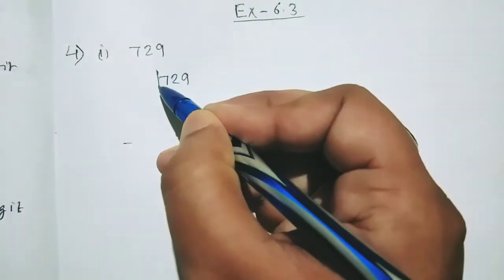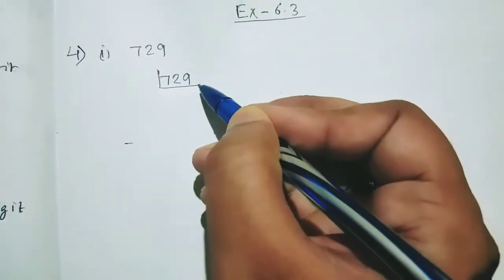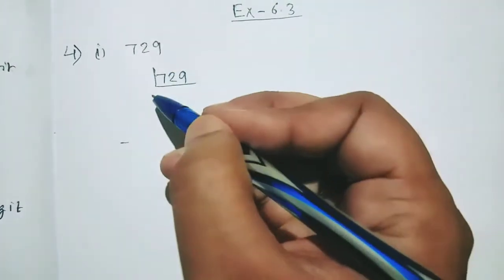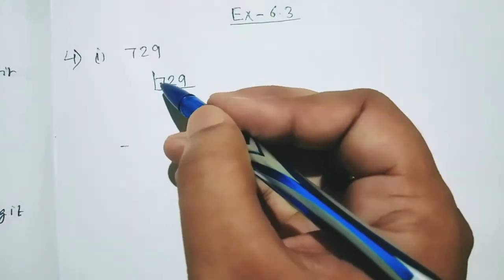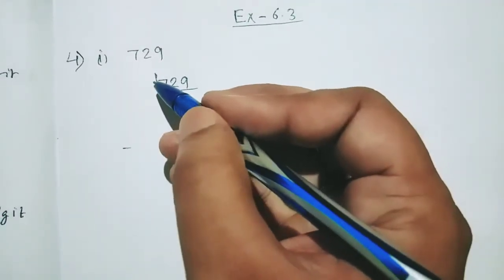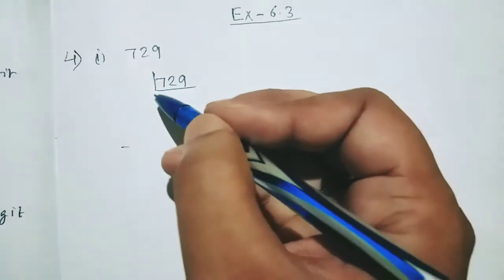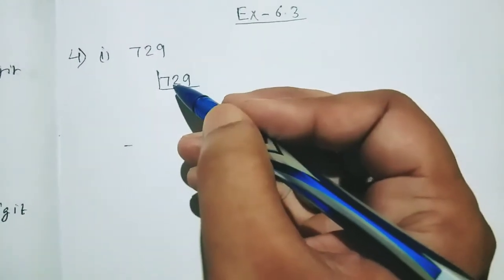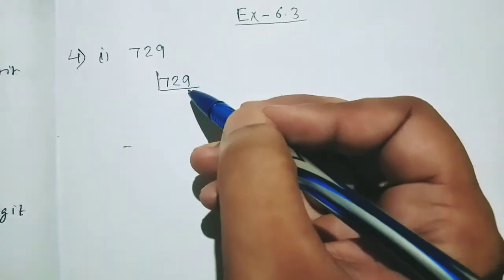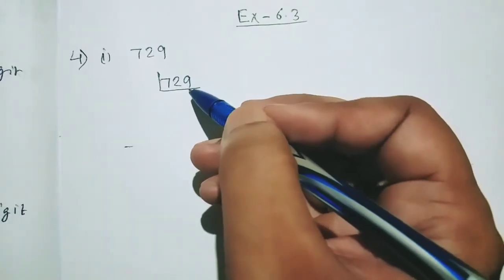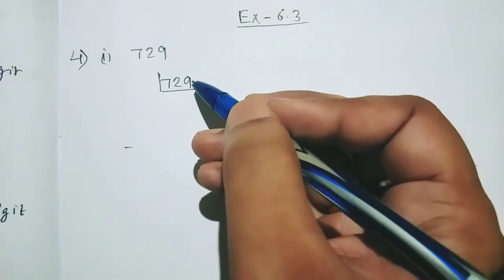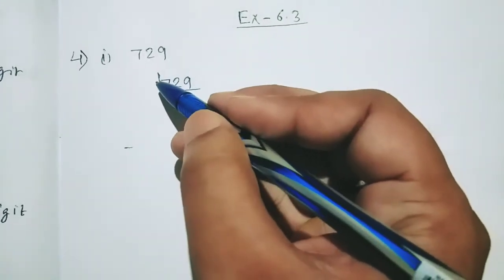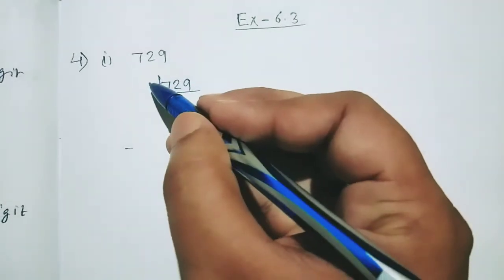729, the prime factorization method is like this. You have to make lines like this and divide the number one by one, starting from 2. Okay, from the smallest number you have to start. So you have to see, is 729 divisible by 2? No, because the unit digit is not an even number. If the unit digit is an even number, then the number will divide by 2. So then we'll try with 3. Yes, it will divide by 3.